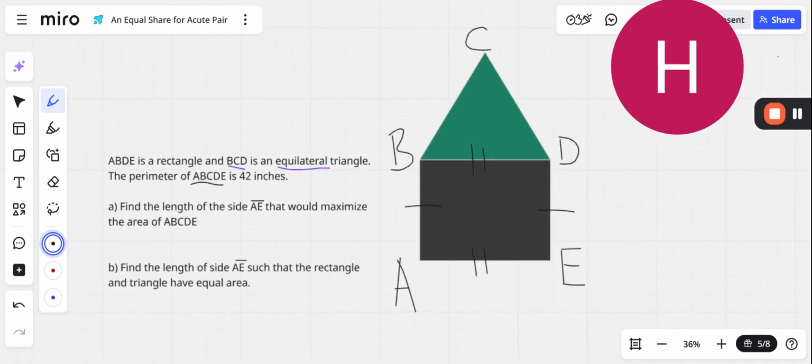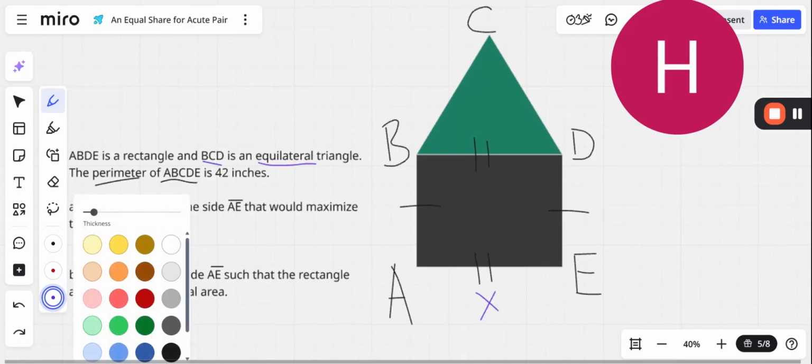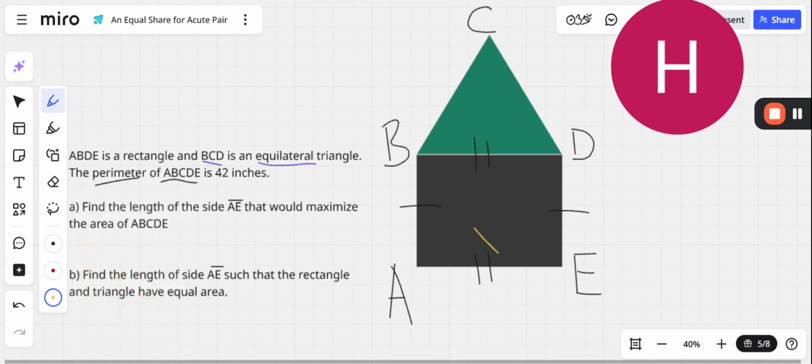Now, one thing to be clear about is that the perimeter is only the outside. Right. So let's start labeling some side lengths here. We're going to call this X, which means this is also X. Is that hard to see? I believe that is pretty difficult to see. Let's use a brighter color here. If that's X, then this is also X.